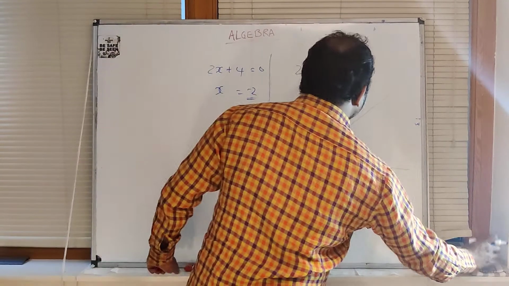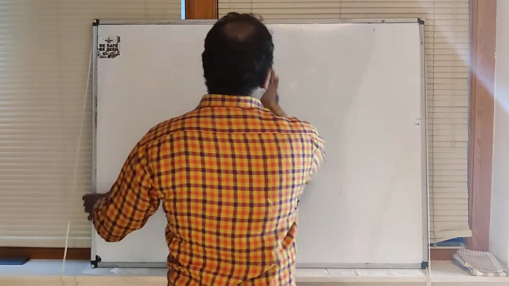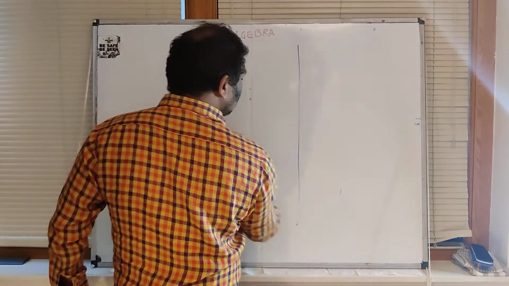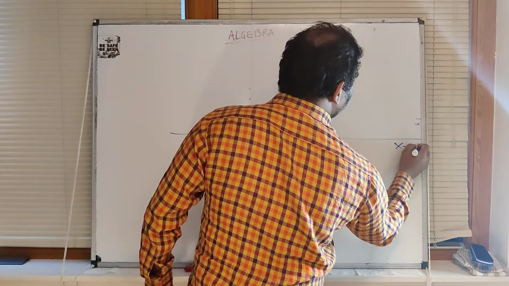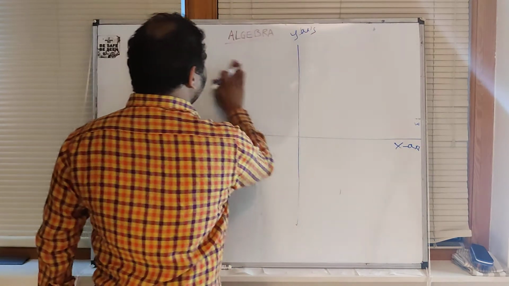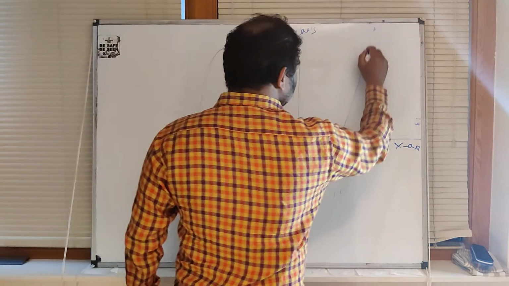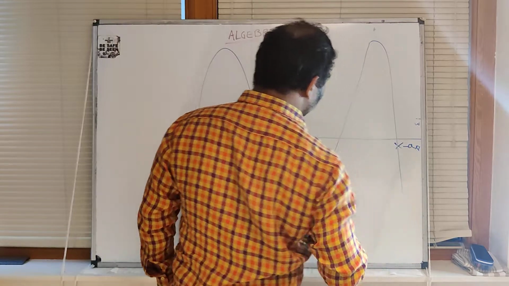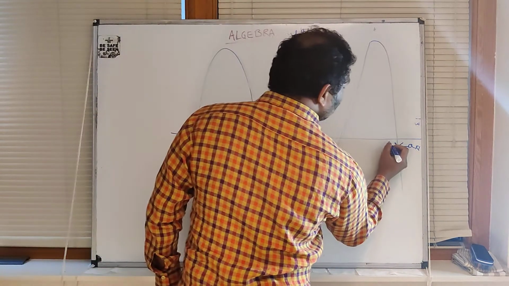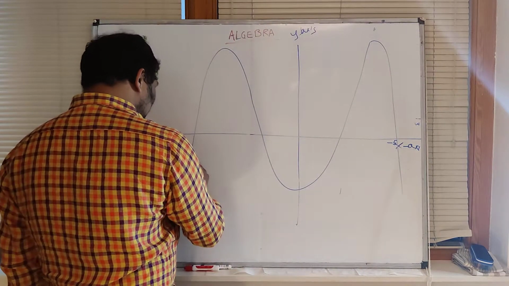So coming to this one, a graph is given like this. This is the x-axis. This is the y-axis. This is like a sine wave. Oh, sorry, it is not a sine wave.